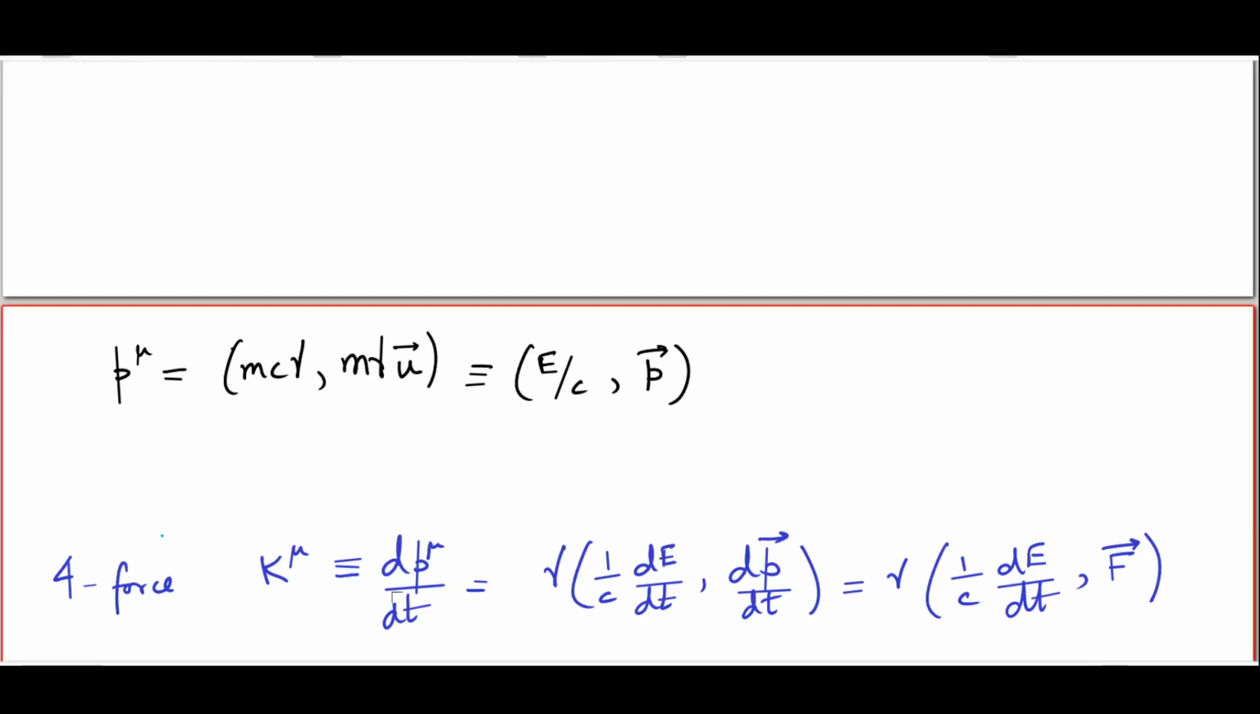K mu is not dp mu dt as written here, it has to be dp mu d tau. That's actually dp mu dt times dt d tau, but that dt d tau is an extra gamma. So we have gamma times the derivative of this p mu with respect to time. So gamma times 1 by c dE dt, comma, dp dt. And dp dt, of course, is our familiar three-dimensional force. So this is what the 4-force k mu is. Its temporal component is gamma times 1 by c dE dt, and its spatial component is gamma times the force F.